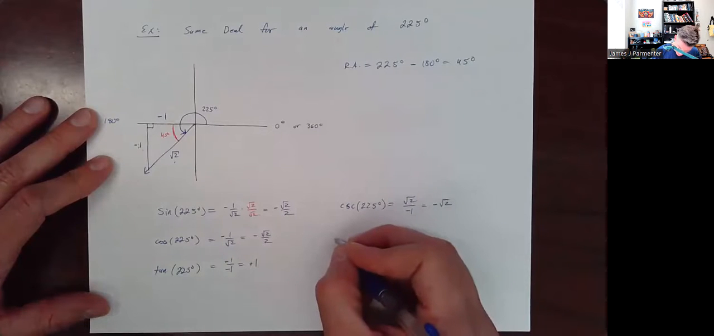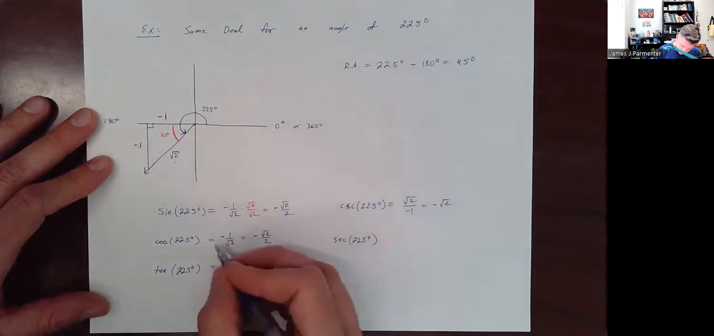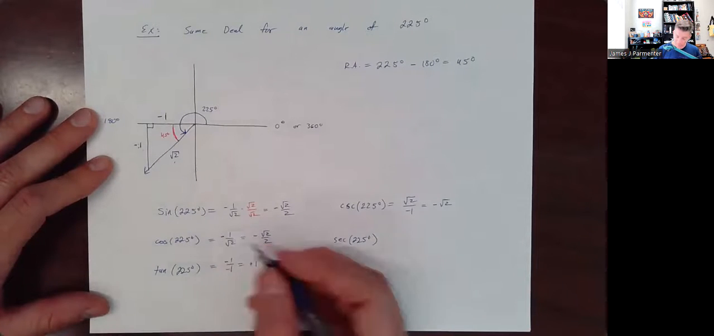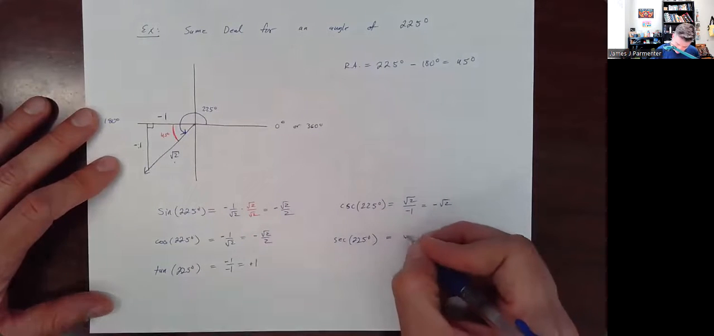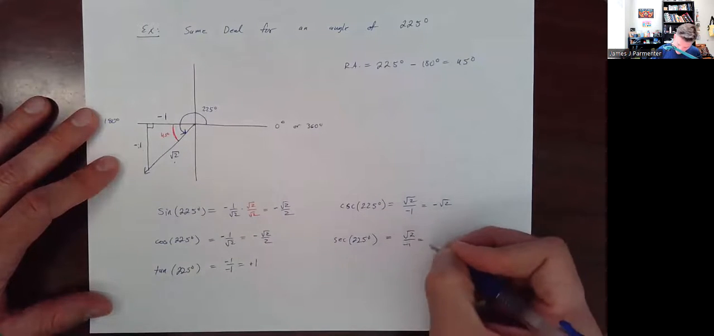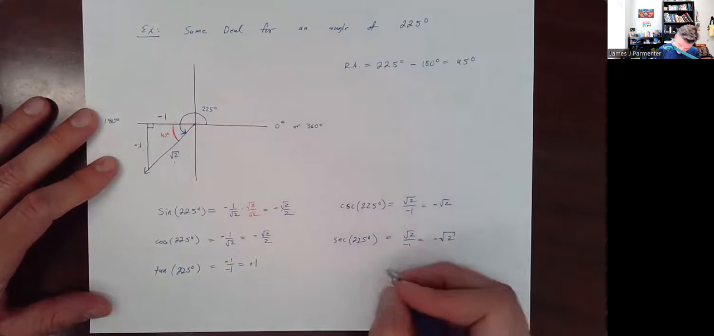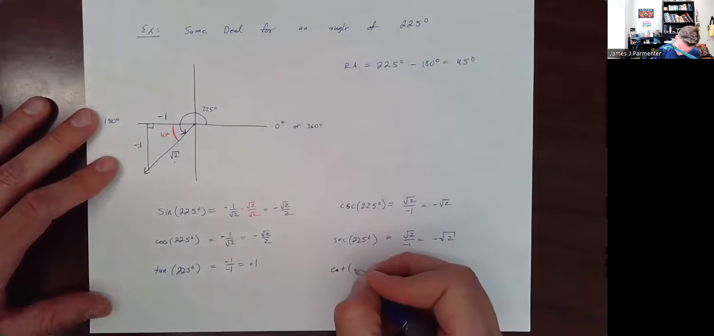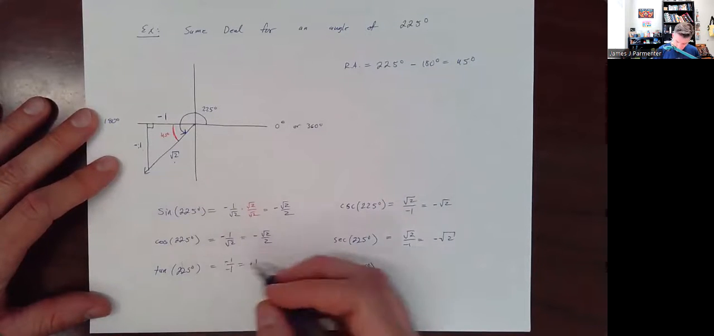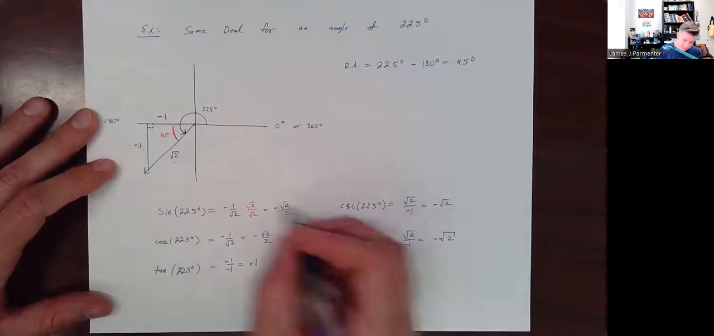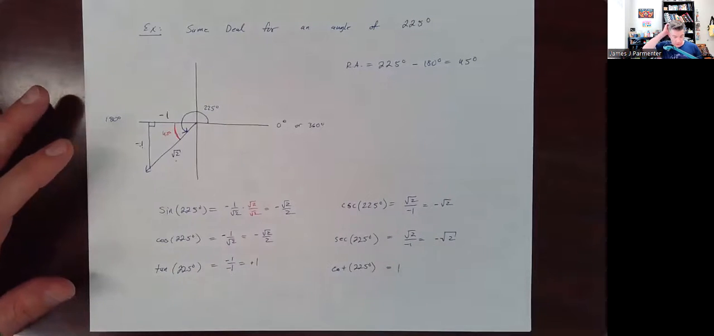Same deal for secant. I'm just going to think of it as the reciprocal of cosine. The reciprocal of negative 1 over root 2 is root 2 over negative 1. I don't really need to write the root 2 over negative 1. You certainly can if you want to. But we know that if you divide by negative 1, it just makes the whole thing negative. So you get negative root 2. And finally, cotangent of 225 degrees. Well, it's going to be the reciprocal of tangent. So 1 over 1 is still 1. Or it's the adjacent over the opposite, which is negative 1 over negative 1.